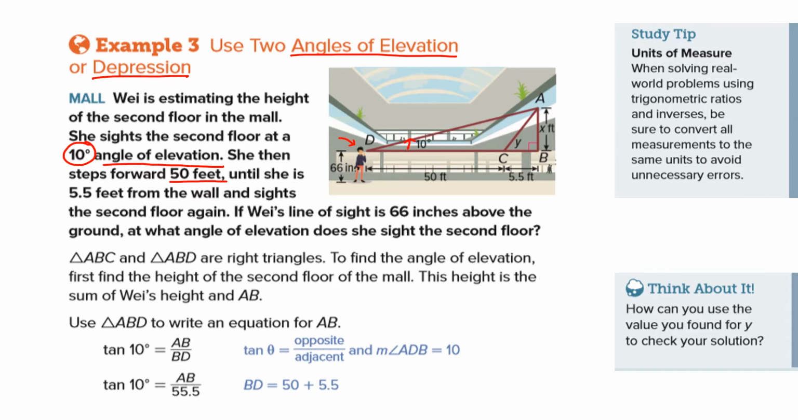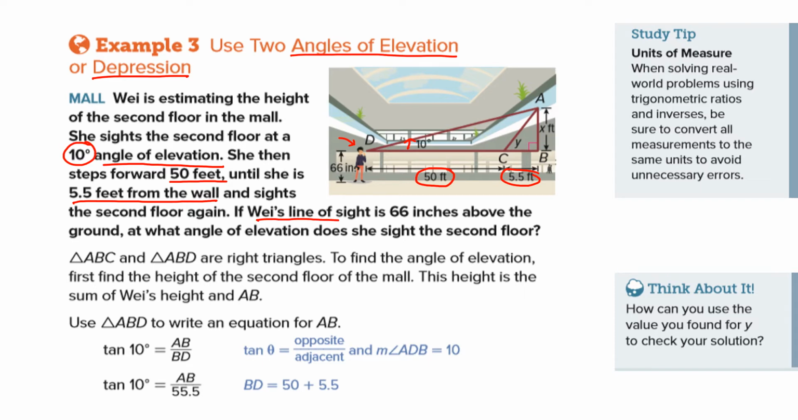So when she is moving 50 feet, what is happening? Until she is 5.5 feet away from the wall, she sights the second floor again. Again, she is looking up and she has moved from the point D to the point C, which is a 50 feet distance. Now from the point C, again, she is looking up at the same point A on the second floor, and she's 5.5 feet away from the wall. So from the point B to the point C, this distance is 5.5. We are assuming the wall is at AB.